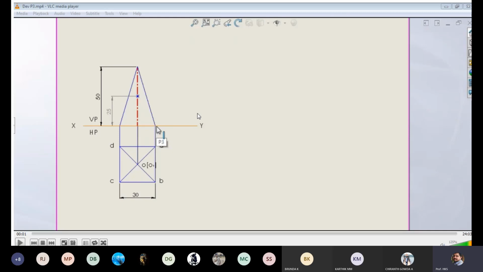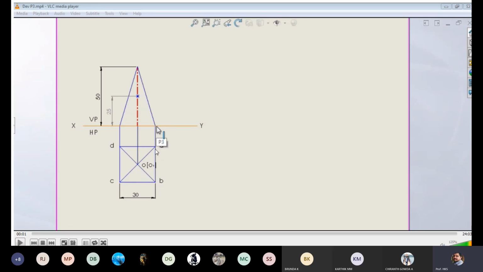But in development we have to develop by considering the true length of the slant edge. That means first you have to determine the true length of the slant edge. Here we have false length, and what we have to develop is the true length. For that reason first we have to find out the true length of the slant edge.